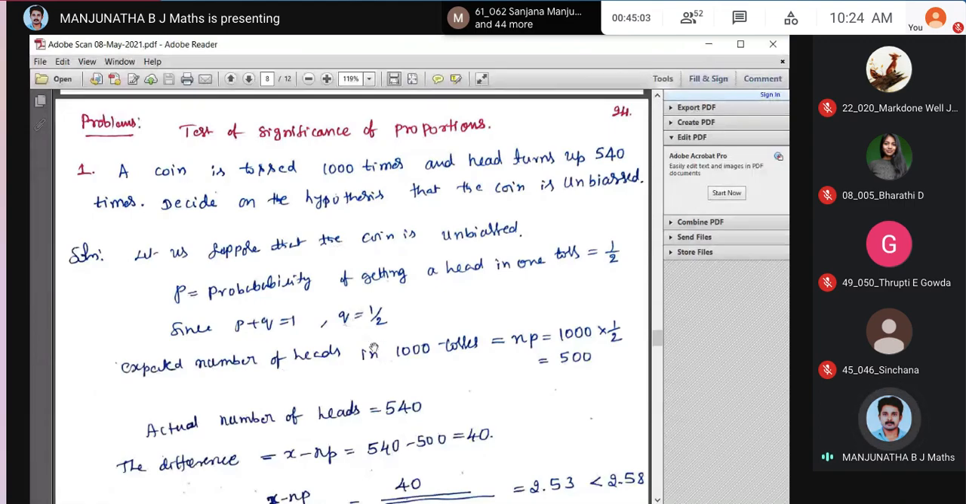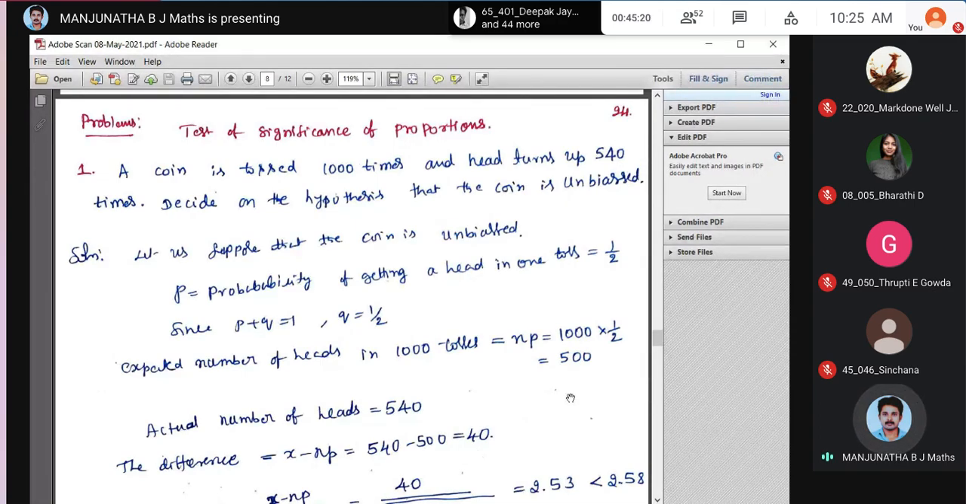What is the expected number of heads in 1,000 tosses? The expected number mu is n into P. So n into P, here n is 1,000 and P is 1/2, that is 500. We expect 500 heads to turn up. Correct?